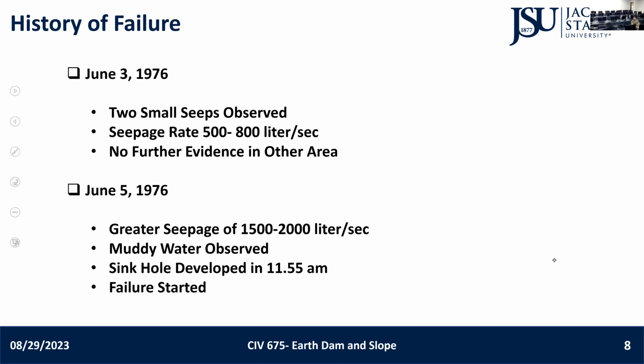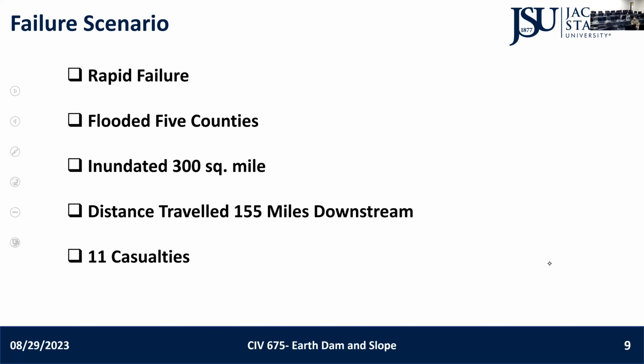When they took 4 bulldozers, 2 bulldozers went into the failure area, and the other 2 stayed back. Suddenly at 11:55, the whole system collapsed, and then in the evening they emptied the whole dam. Because of that, 5 counties were flooded, around 3000 square miles were inundated, and the flood traveled 155 miles.